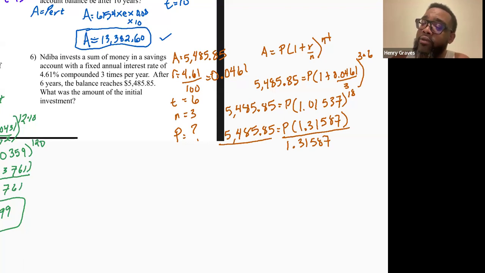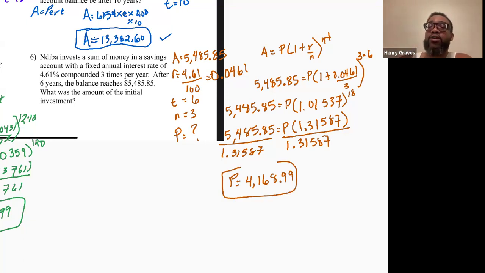So let's see what my P is equal to. I'm going to do 5,485.85 divided by 1.31587. And she started off, this is quite reasonable, with $4,168.99. That's pretty good. She grew her money by about $1,000. It's not bad. Of course, if the interest rate was higher and she compounded it more, she may have made more money.